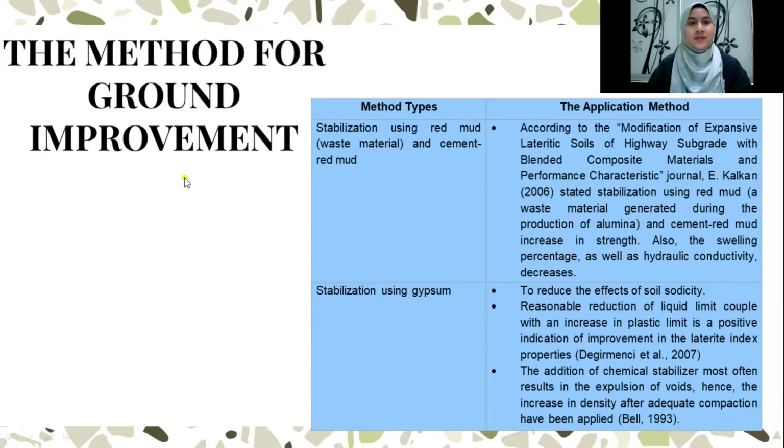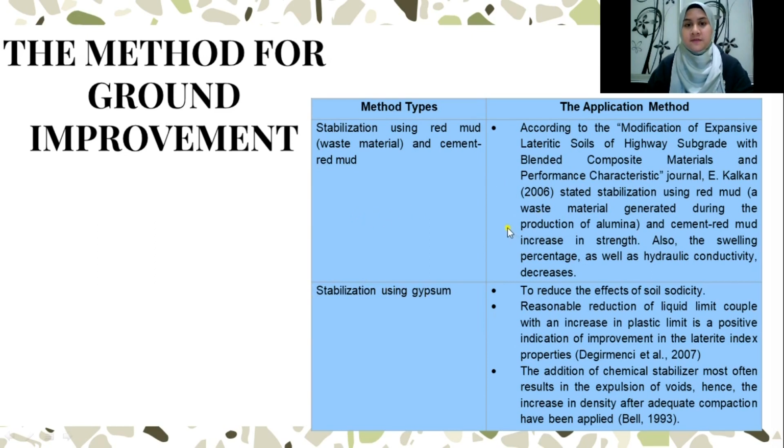Okay, then we proceed to the method for ground improvement. The method types are stabilization using red mud, which is a waste material, and cement red mud, and the second one is stabilization using gypsum. These two stabilizers are chemical techniques used for ground improvement of problematic soil, such as expansive soil.